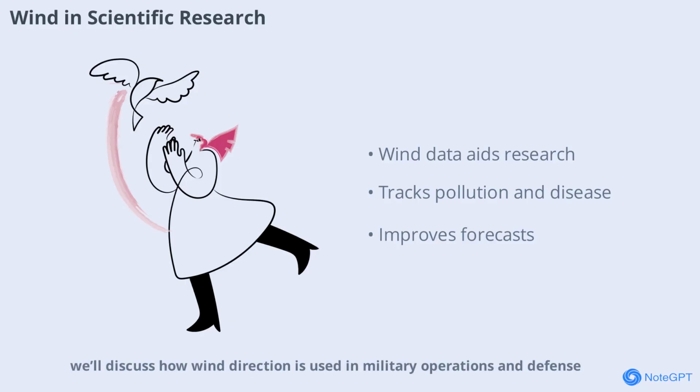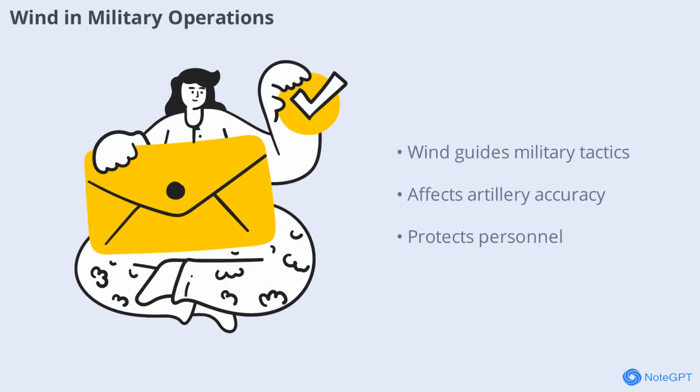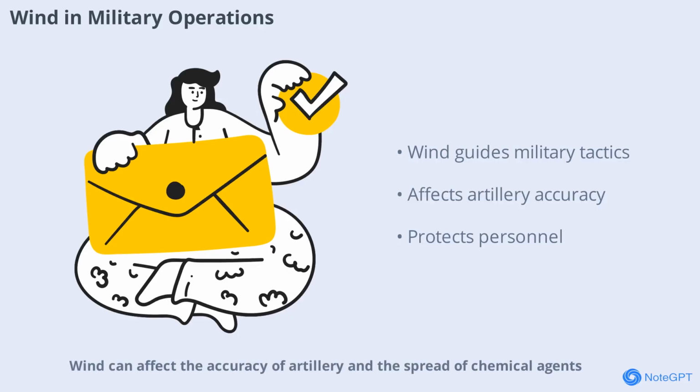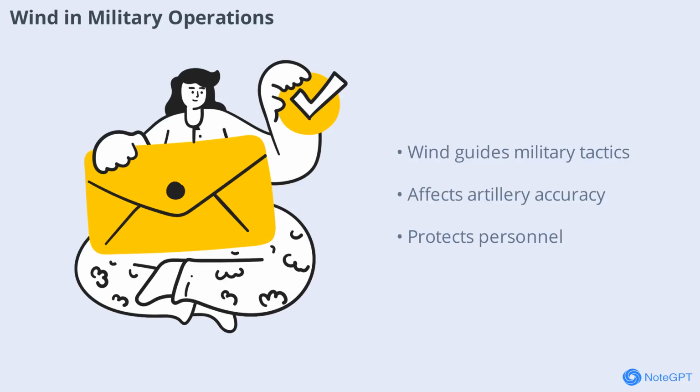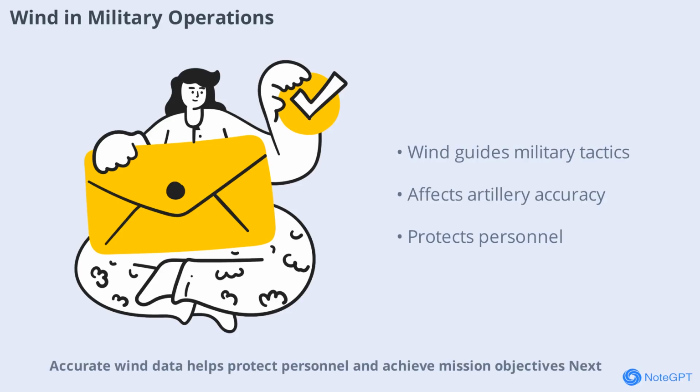Next, we'll discuss how wind direction is used in military operations and defense. Military planners use wind direction to guide operations, from launching aircraft to deploying smoke screens. Wind can affect the accuracy of artillery and the spread of chemical agents. Understanding wind patterns is essential for both offensive and defensive strategies. Accurate wind data helps protect personnel and achieve mission objectives.